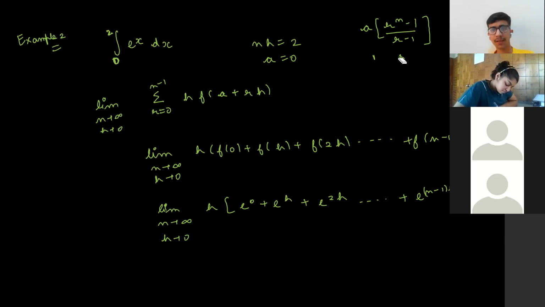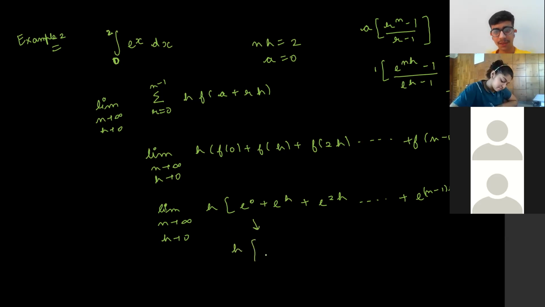R is e to the power h and the number of terms are n only. So this will be 1 times e to the power h times n. So e to the power nh minus 1 upon e to the power h minus 1. Okay, so ये वाला function. So now we can put nh as 2, e raised to 2 minus 1. So this will be h times e to the power 2 divided by e to the power h minus e to the power h minus 1.